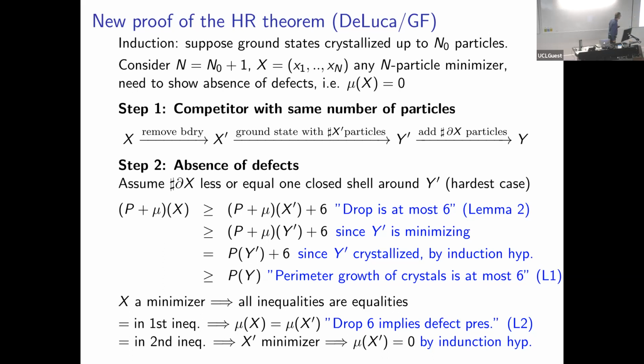Now this chain is cool because I know that X is a minimizer. So P plus mu of X is the energy of X, up to the -3n, which was the trivial term we had to subtract, which is the same for all.